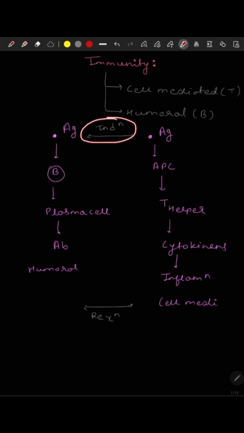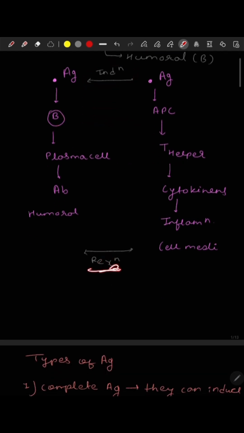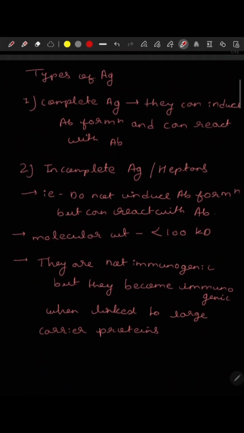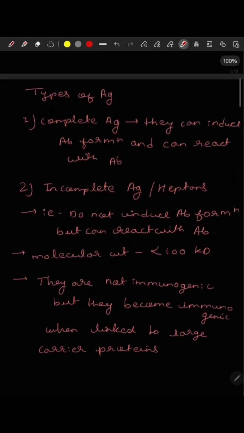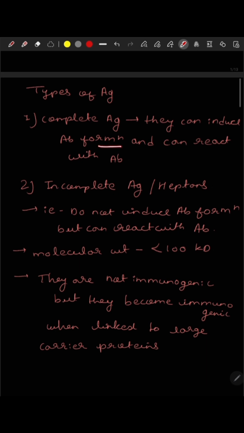First step is induction of cells, that is B cells or T cells, and the last step is reaction. That means the product formed here, antibody, and here inflammation, will react with the antigen. Then types of antigen. There are two types of antigen. First one is a complete antigen and second one is an incomplete antigen. So complete antigens can induce antibody formation and can react with the antibody.